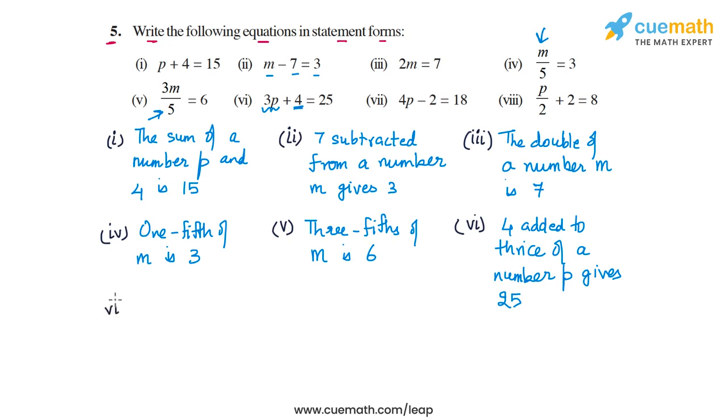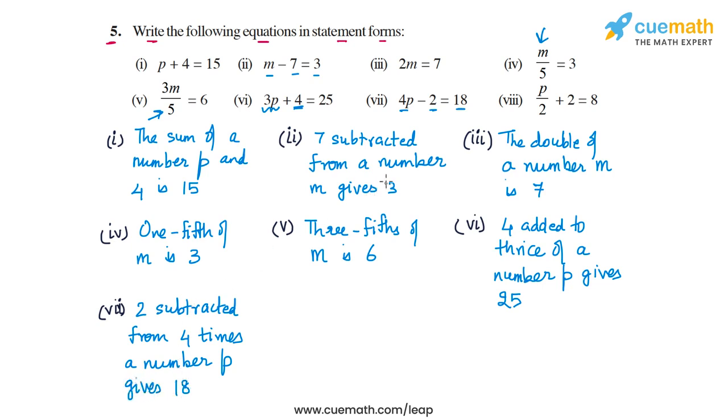In part 7, the equation is 4p minus 2 is equal to 18. So you could write this as 2 subtracted from 4 times a number p gives 18. So this is a statement form for the equation in part 7. 2 being subtracted from 4 times a number p gives you 18.